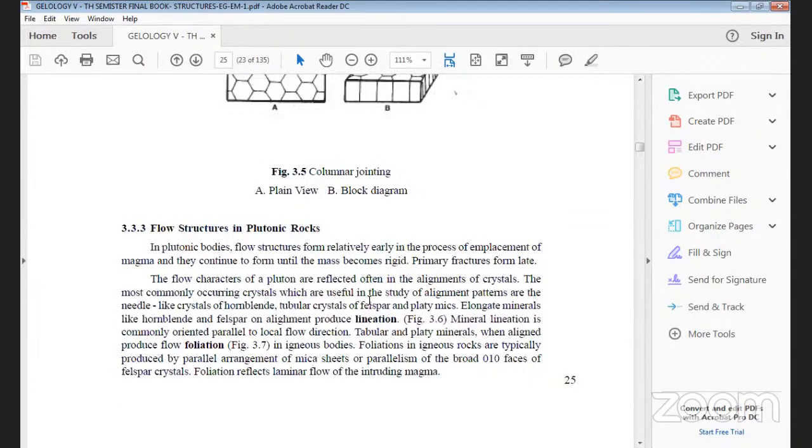Some flow structures we can also see in plutonic rocks. In plutonic bodies, the flow structures form relatively early, through the replacement of the magma, and they continue to form until the mass becomes very rigid.